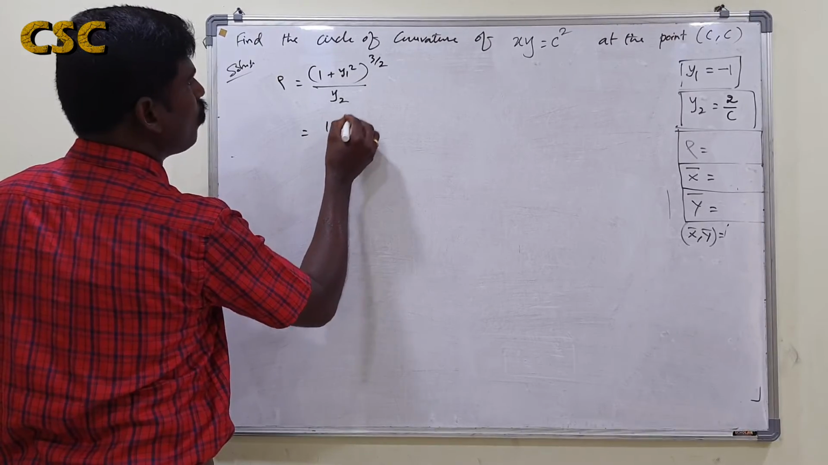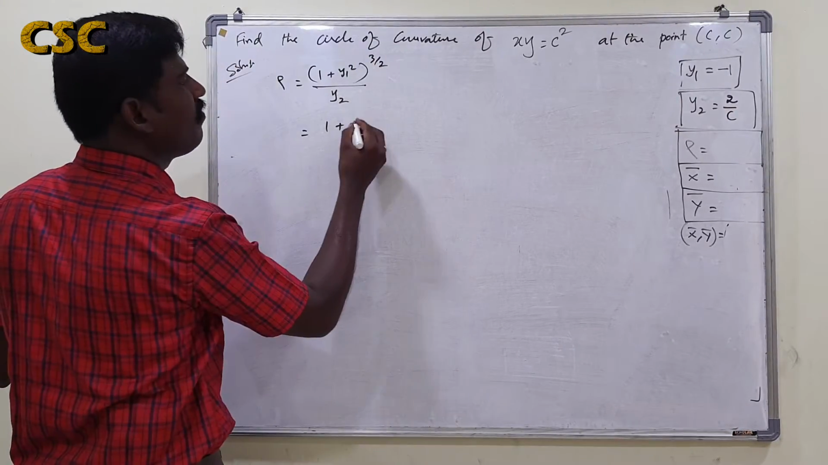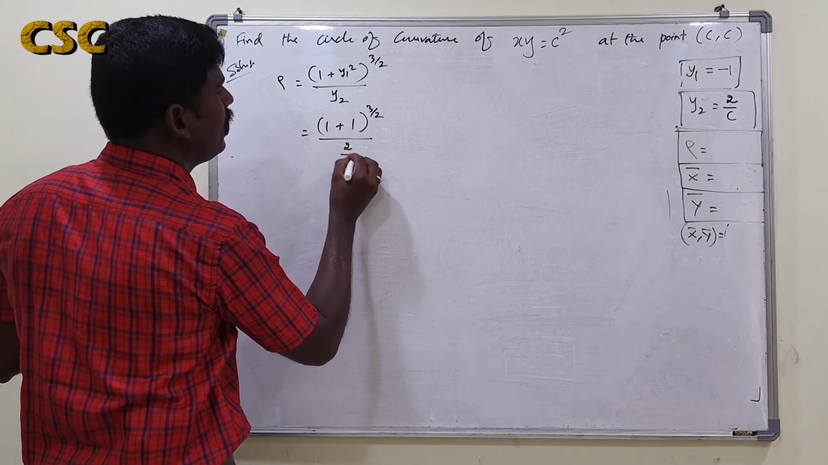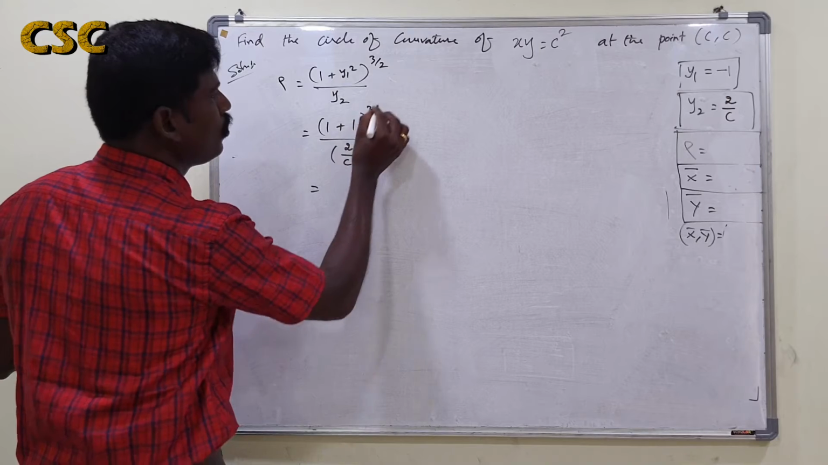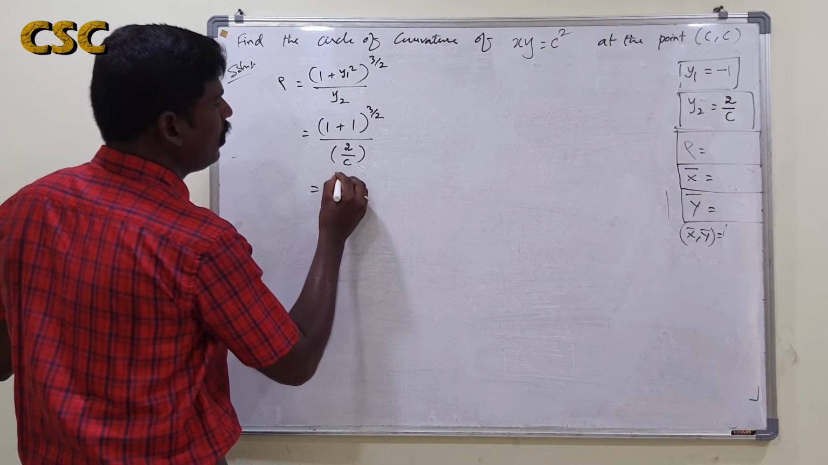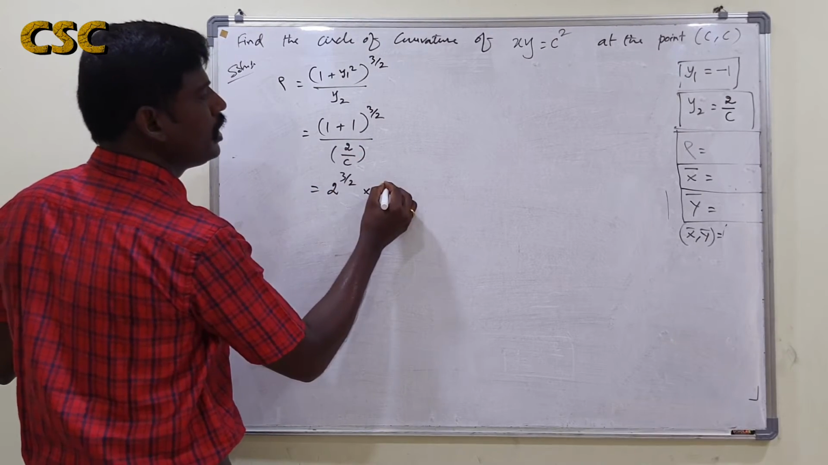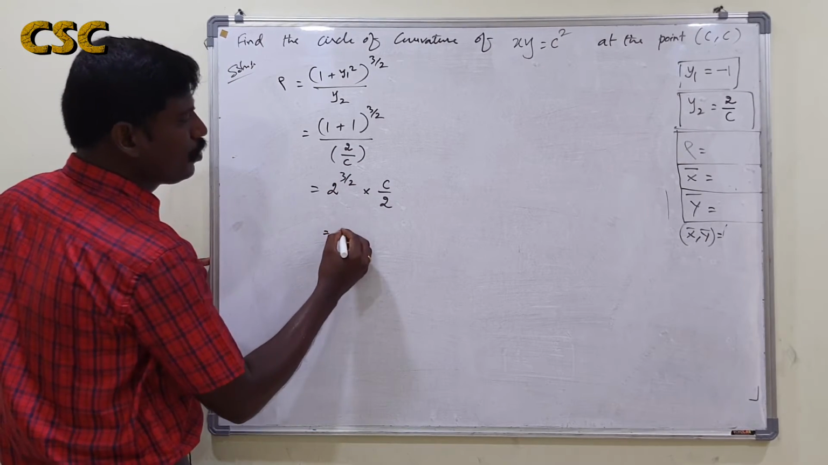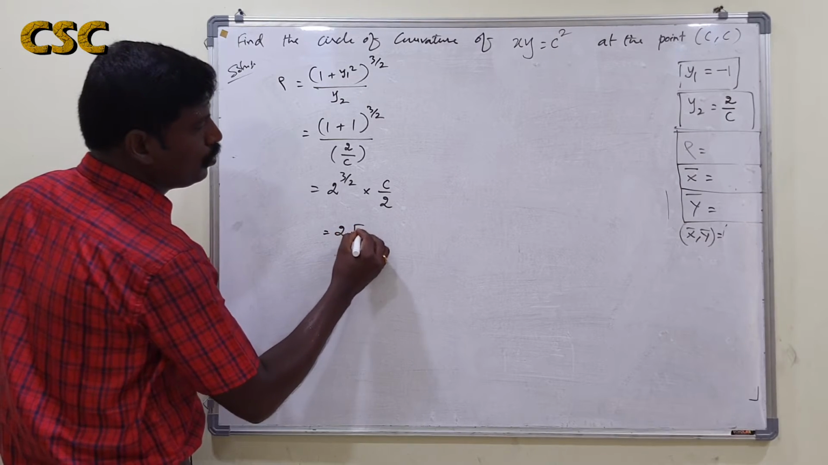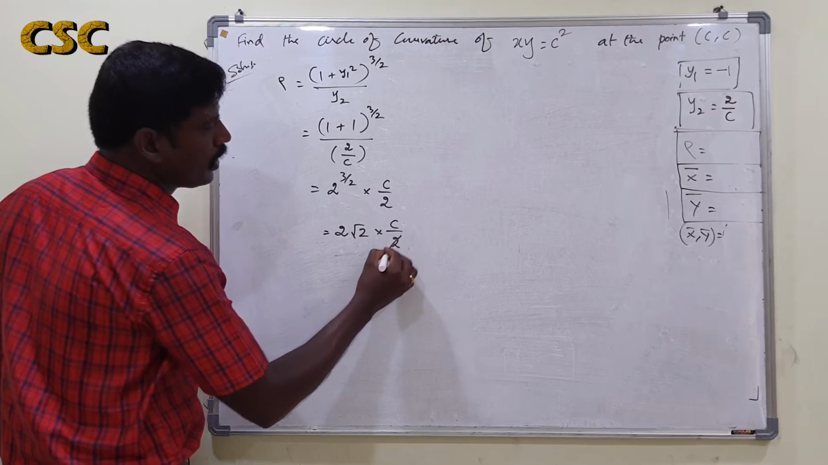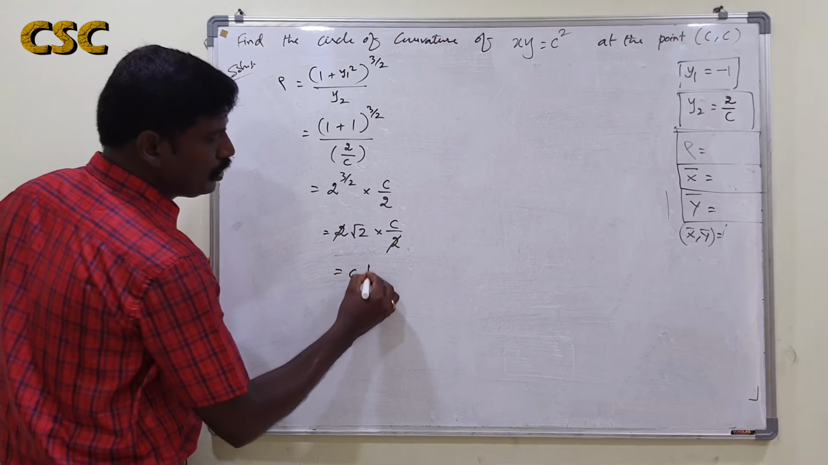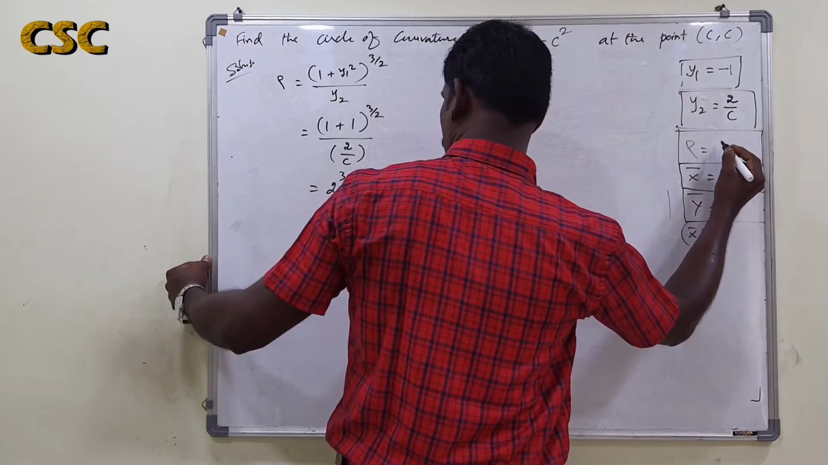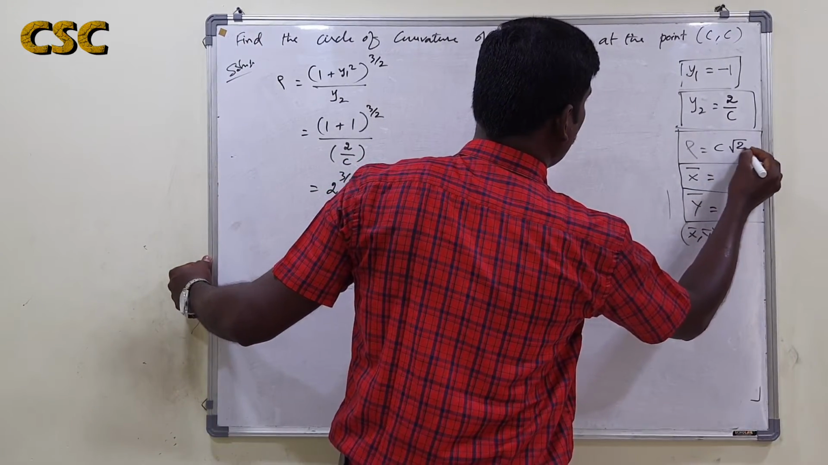That is equal to 1 plus y1 square. y1 is minus 1. Square of minus 1 becomes plus 1. The whole power 3 by 2 by, what is y2? 2 by c. So that is equal to 1 plus 1, 2, 2 power 3 by 2, by 2 into, this becomes reciprocal multiplication, so c by root 2. What is the value of 2 power 3 by 2? 2 root 2 into c by 2. You can cancel that 2 with 2. That is equal to c into root 2, the value of rho at that point c comma c. So the value of rho is c into root 2.